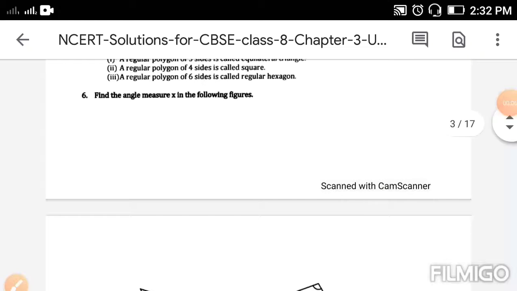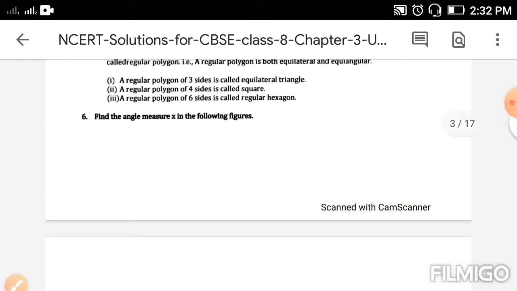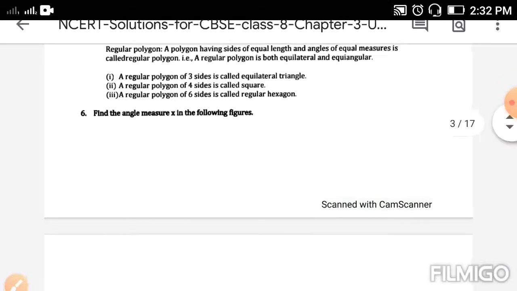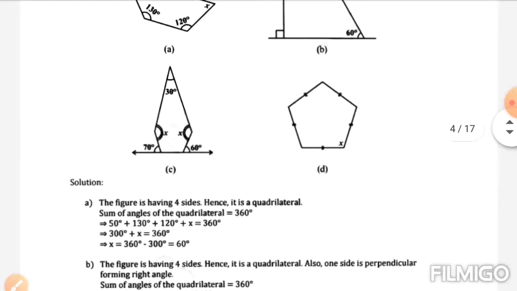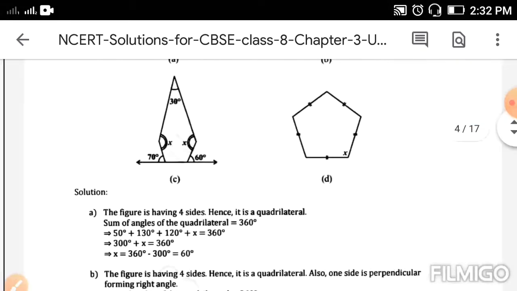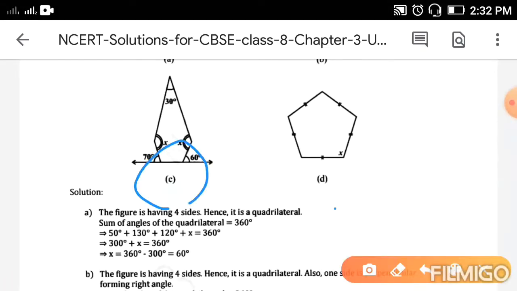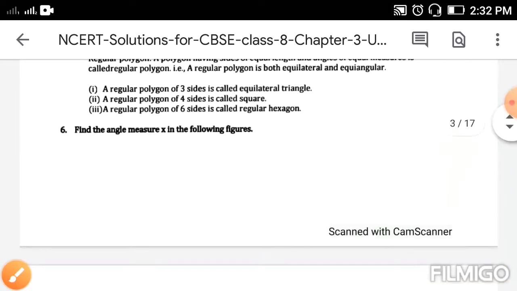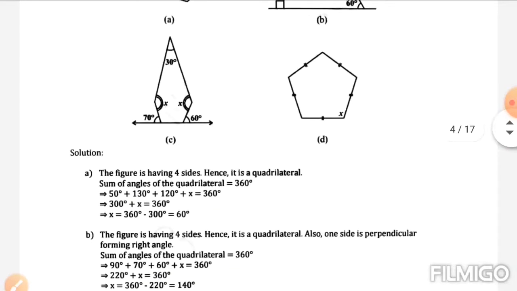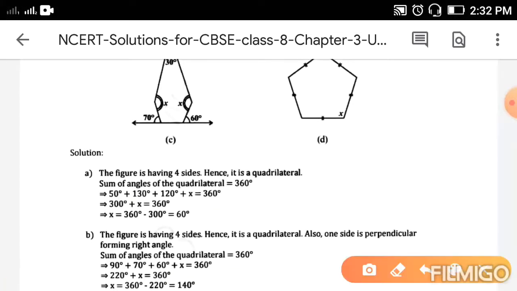So in the previous video we have completed up to question number 6, and in that, example number C. Okay, this last example was remaining, so let's see that one. What is the question? Find the angle measure x in the figures. So in this figure D, where is the x? This is the x we have to find out.